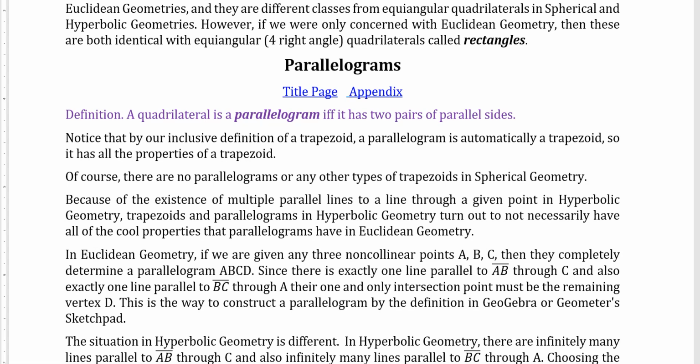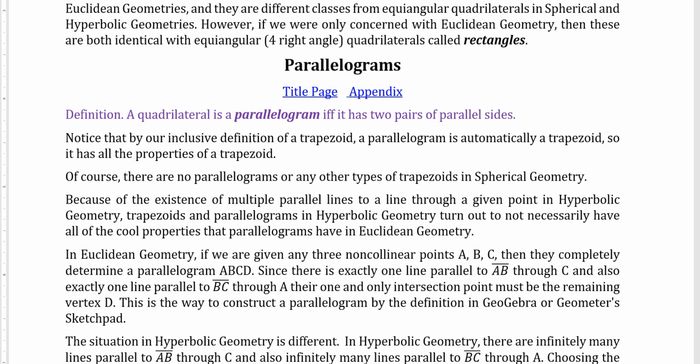Because of the existence of multiple parallel lines to a line through a point not on the line in hyperbolic geometry, trapezoids and parallelograms in hyperbolic geometry turn out to be a much larger class of objects than they are in Euclidean geometry, and they do not have all the cool properties that parallelograms have in Euclidean geometry. But in Euclidean geometry, they do have a lot of pretty cool geometric properties. We're going to talk about those a little bit in this video today.